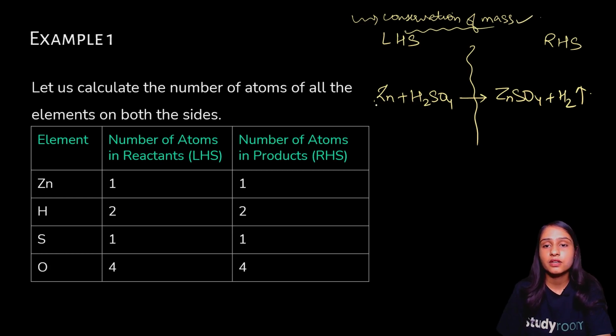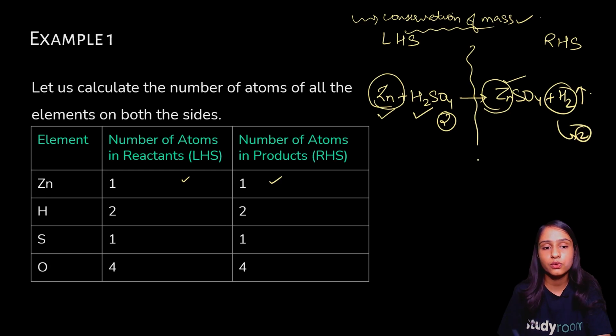So zinc: count the number of atoms of zinc on the left hand side. There is only one atom of zinc. Here there is also only one atom of zinc. So these both are balanced. We need not balance it. Then what is the number of hydrogen present? 2. Here also 2. This is the same on the right hand side as on the left hand side.